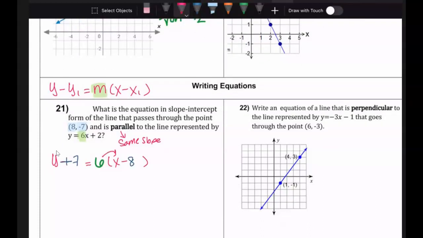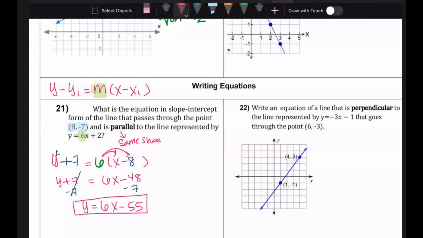From here, you are just getting y by itself. So we're going to distribute. 6 times x is 6x. 6 times negative 8 is negative 48. You bring down your y plus 7. Then you subtract 7 from both sides. You get y equals 6x. Negative 48 minus 7 is negative 55. And that is your answer. So just what you did in Unit 5.